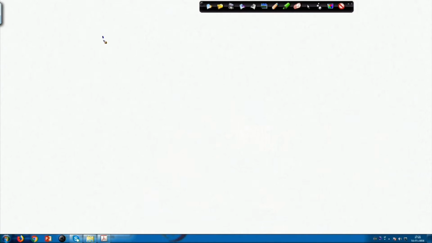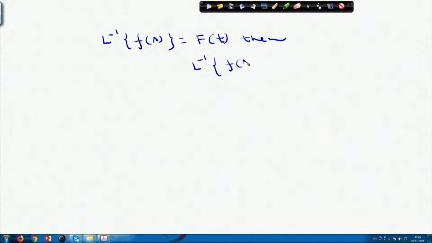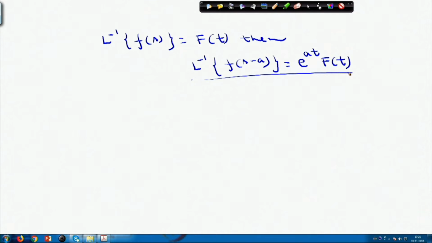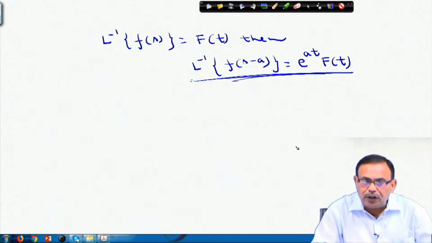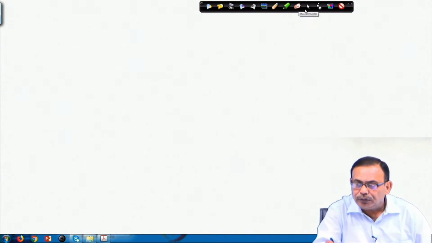We are continuing with the earlier lecture where we have started the inverse Laplace transform. Please remember this thing, that if Laplace inverse of F(s) equals f(t), then Laplace inverse of F(s minus a) will be equal to e power a t into f(t). We used this thing in the last two examples. Basically, we have used this particular property that you check here.